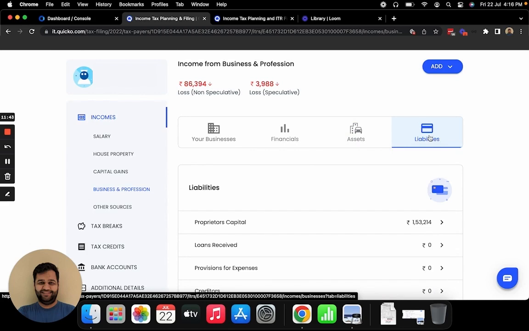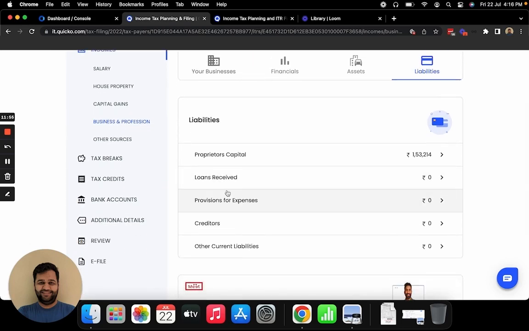On the liability side, like we discussed, most of your assets are essentially purchased through proprietor's capital. But just in case that's not true, you can always go and modify this information. So we get a lot of young traders, investors who have borrowed money from family, relatives, friends, right? So you can disclose those as liabilities on your trading business and profession. You can enter that information here.